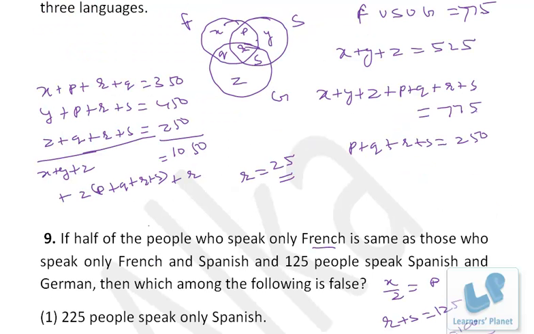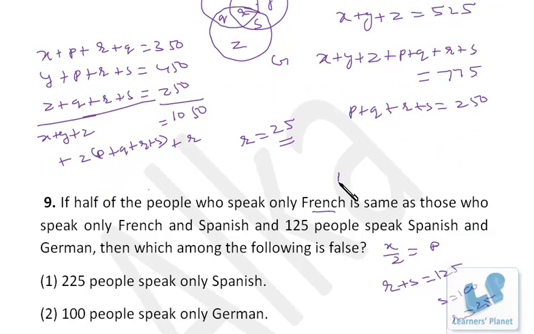Okay. Now from here, X plus Y plus Z is 525 and R plus S is 125, right? So what is happening? We can calculate P plus Q, right? So P plus Q will be 775 minus 525 minus R plus S, right? R plus S is 125 and X plus Y plus Z is 525. So this is 525 and this is 125, that is 650, right? So P plus Q will be 775 minus 650, that means 125.